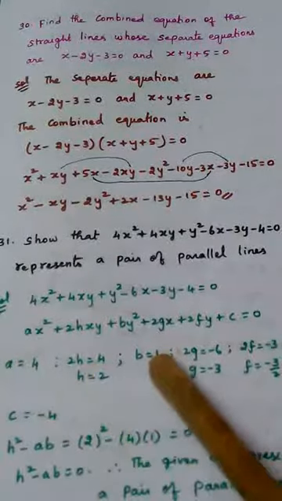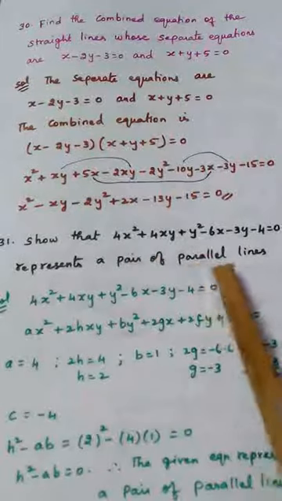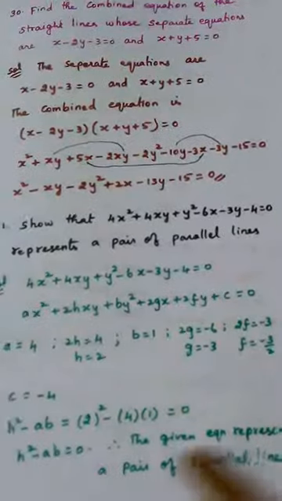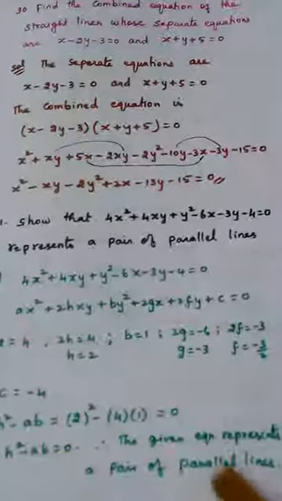Now, I want to show that this pair of lines is parallel. So what is the condition for parallel? h square minus ab should become 0. We will check it. h value is 2, so 2 square minus a into b, 4 into 1. So 4 minus 4, the value is 0. Since h square minus ab becomes 0, we can say that the given equation represents a pair of parallel lines, because it satisfies the condition h square minus ab equal to 0.